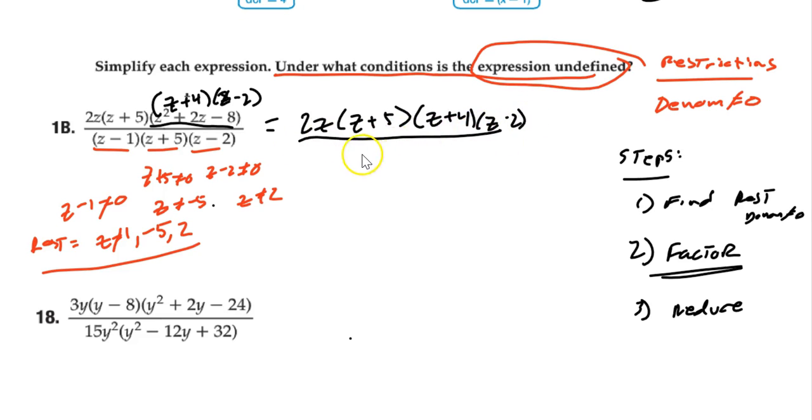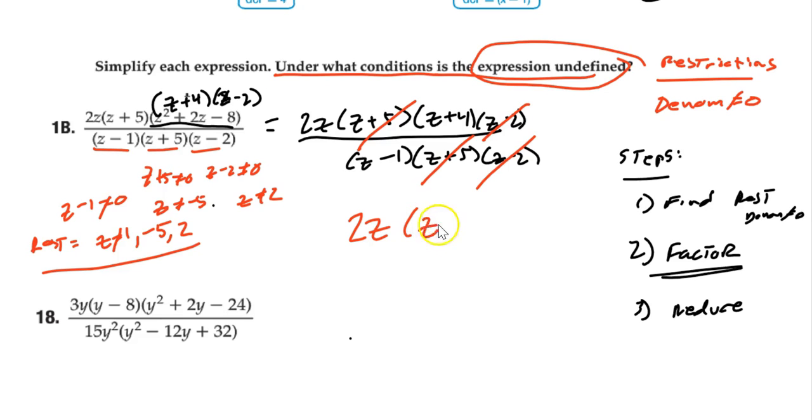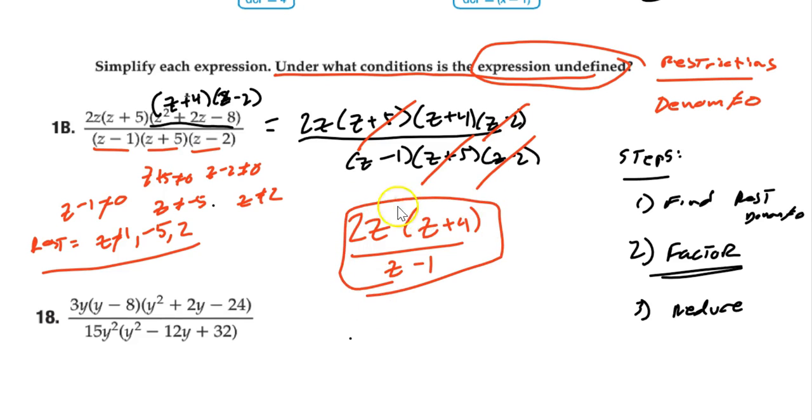All over z minus 1, z plus 5, and z minus 2. Now is my favorite part. Soon to be yours too. We cancel stuff out. The z plus 5's cancel. The z minus 2's cancel. And we're left with just 2, not a z, 2 times z plus 4 over z minus 1. And that's how we reduce and simplify an expression. So move on to the next one.